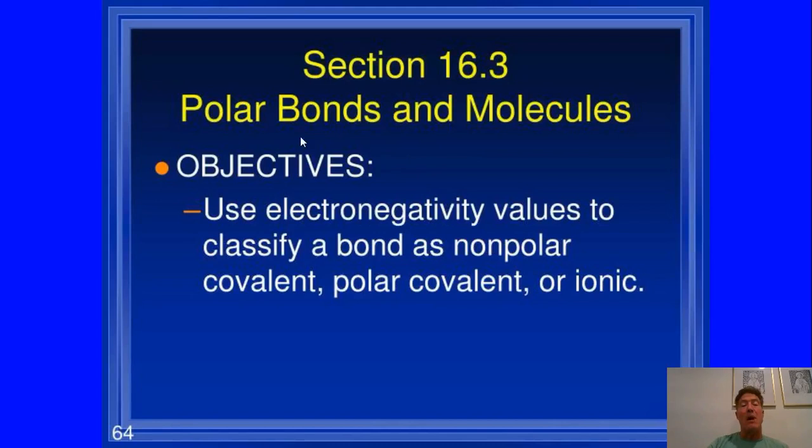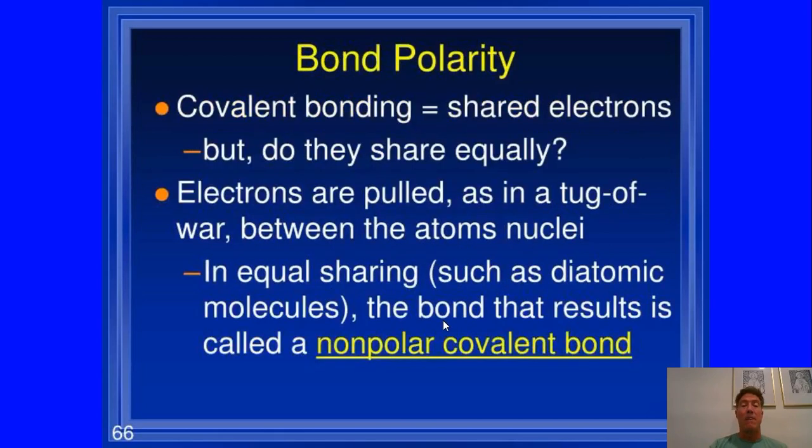Okay, now let's talk about polar bonds and polar molecules. And this, I'm not talking about being up at the North Pole. I'm talking about using electronegativity values to classify a bond as either nonpolar covalent, polar covalent, or ionic. Remember, covalent bonding means we share the electrons, but do we share them equally?